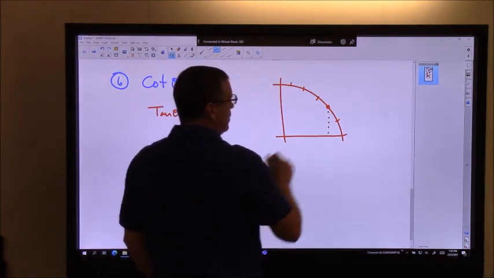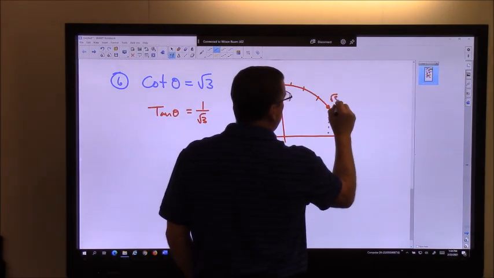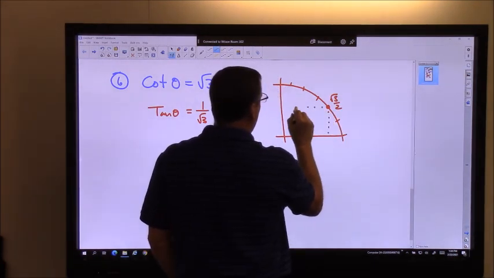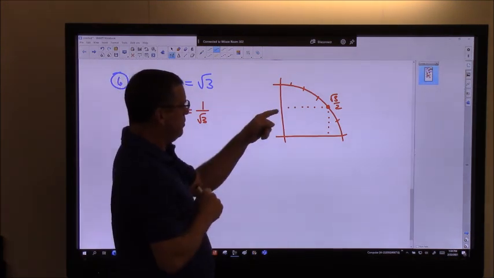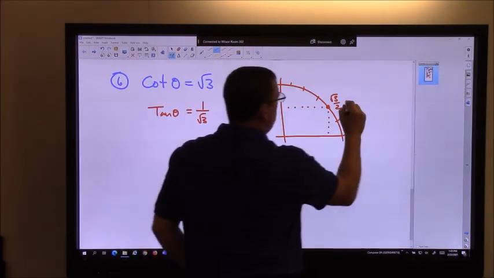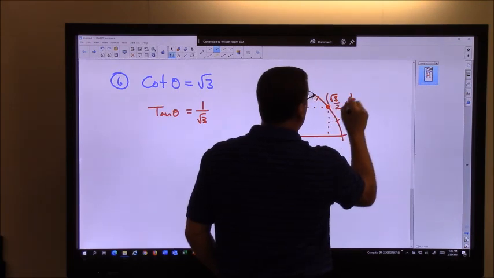That does not look like the halfway point, so that would be root 3 over 2. Okay, that does look like it could be the halfway point, or at least it's a lot closer than this. So that would be 1/2.